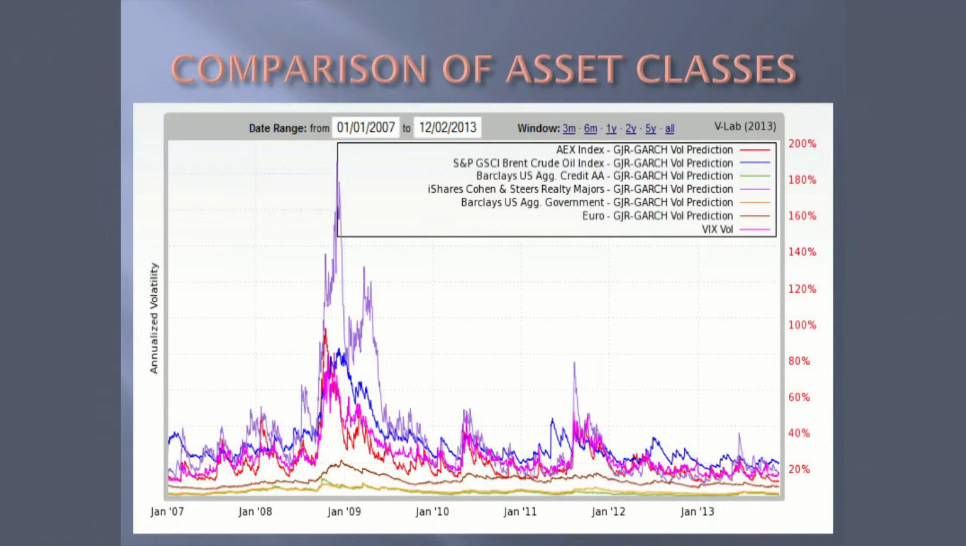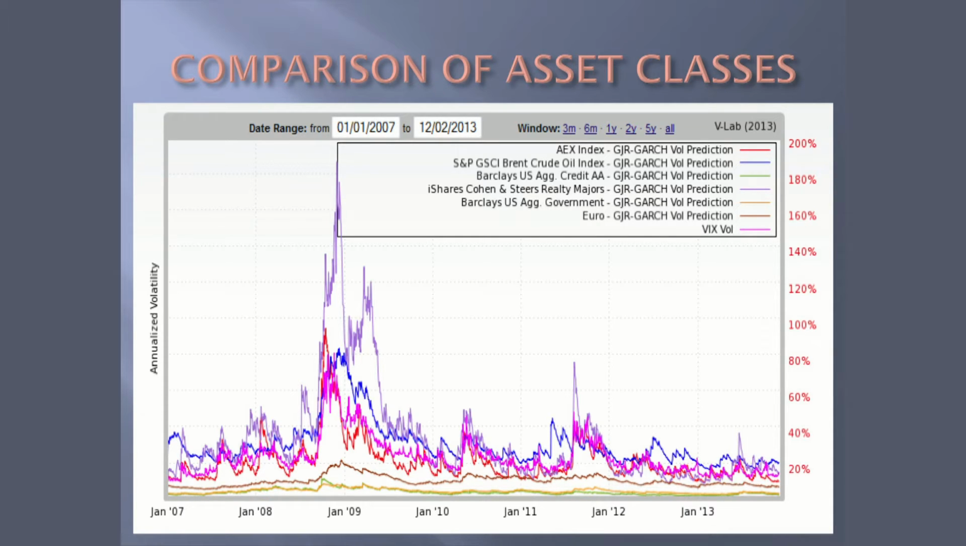So let's look at a few other things. Here we have the Amsterdam Exchange in red, the Brent crude oil in blue, Barclays AA bond index in green, a REIT index in purple, a government bond index in orange, the euro in brown, and the VIX in purple. Okay, that's a lot of information on one graph. But what you see is that there's some of these that are very small. So we have very low volatility for the bond prices.